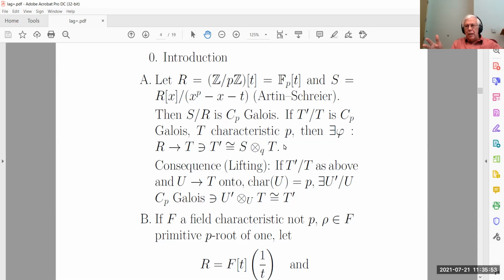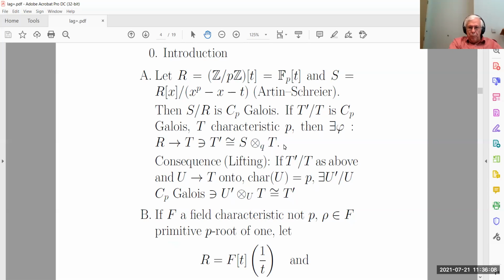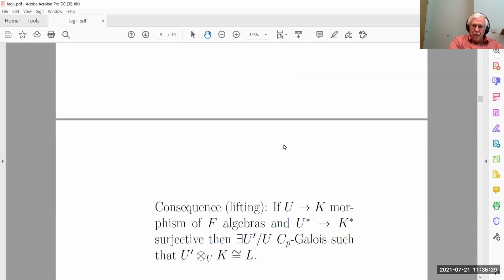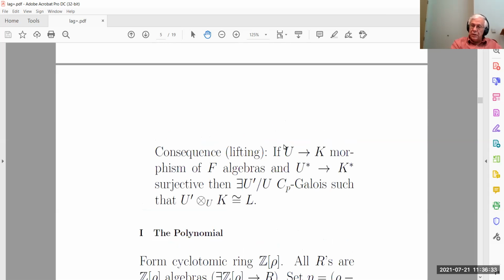As a consequence of that, and this is what I'm going to focus on, rather than what Suresh needed, you get a lifting result. If I have a Galois extension over T, and U maps onto T, and U also has characteristic P, then I can lift the Galois extension to U. And that's what that says. I will point out the even more familiar characteristic not P version of this, which uses Kummer extensions. Instead of x to the p, this is x to the p minus t. I have to invert t, and then I also get a lifting result. But I have to be able to lift units. Since I have t, if it's invertible mod some ideal, it has to be invertible. So there is that condition that U star to K star has to be surjective.